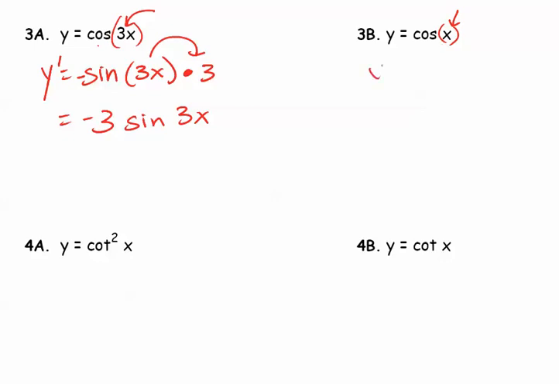And our second one does not require a chain rule. You could say, well, should I do a chain rule on 1x? You certainly could. Notice it wouldn't do any harm. The derivative of x would just be a 1.